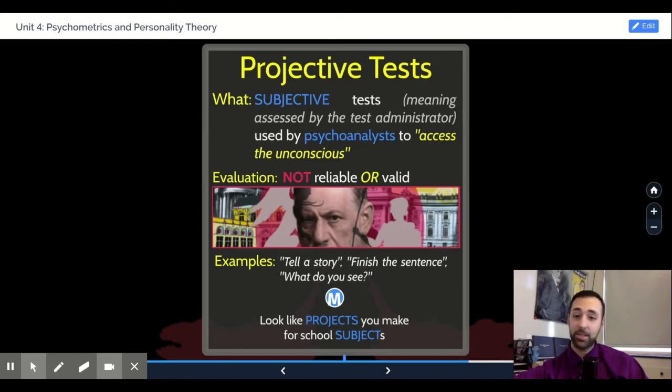It's still practiced in some circles, but it in and of itself really doesn't check off the criteria of a well-designed test. It's not reliable and it's not particularly valid.